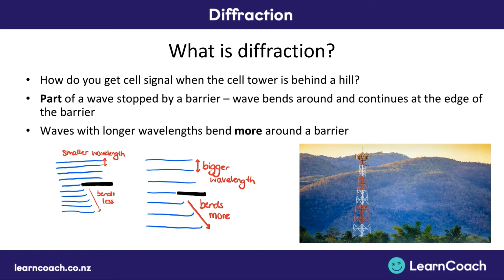Waves that have longer wavelengths bend more around a barrier. So in this case, this wave has a smaller wavelength, so the degree of diffraction is less. So if this was a hill and you were standing where the arrow is, you wouldn't actually be able to get cell signal. This example has a bigger wavelength, and the degree of diffraction is more. So if you were standing in that same spot, you would actually be able to get cell signal, because it can bend more around the barrier.